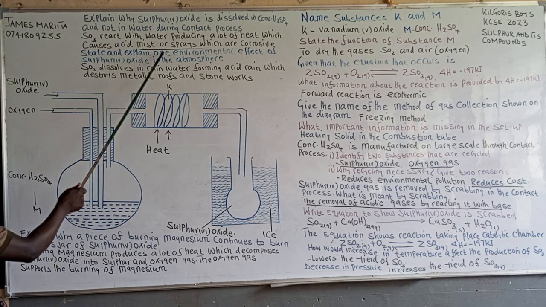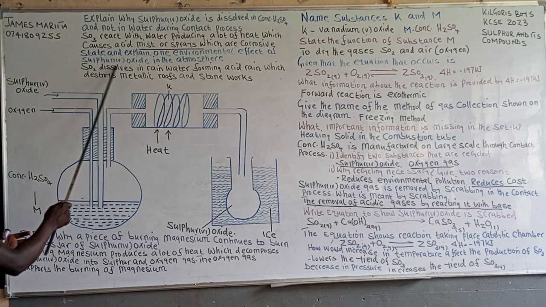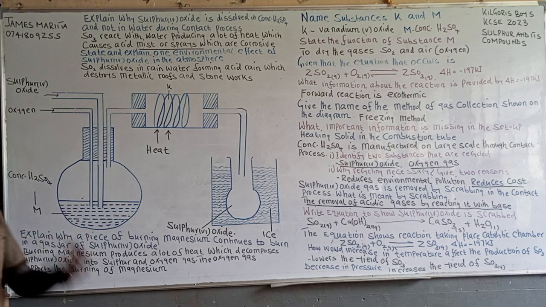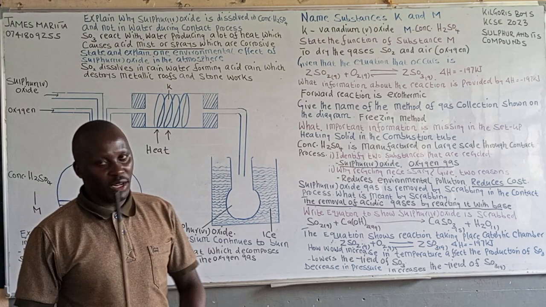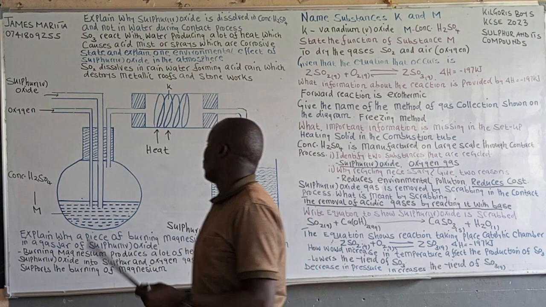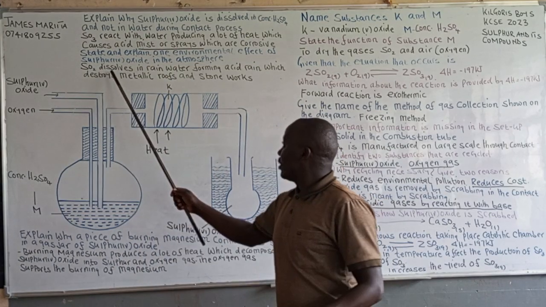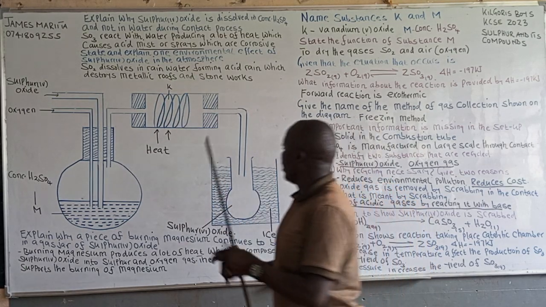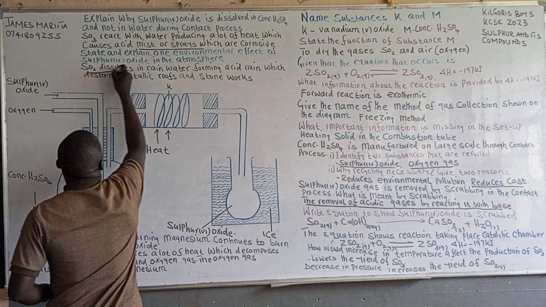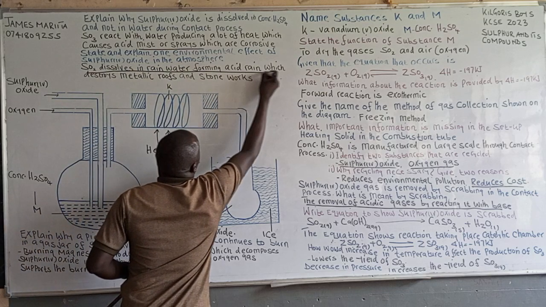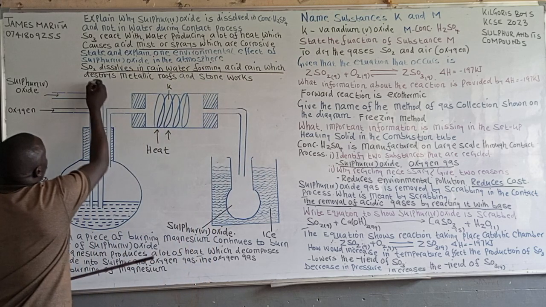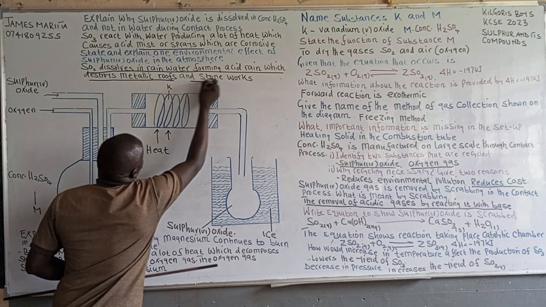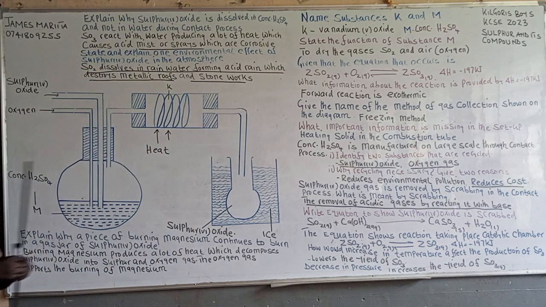Now, state and explain one environmental effect of sulfur oxide in the atmosphere. What is the environmental effect of this sulfur 6 oxide on the atmosphere? Sulfur oxide dissolves in the rainwater, forming acid rain. The acid rain destroys metallic roofs and also destroys stoneworks. So that is the environmental effect of this sulfur oxide gas.